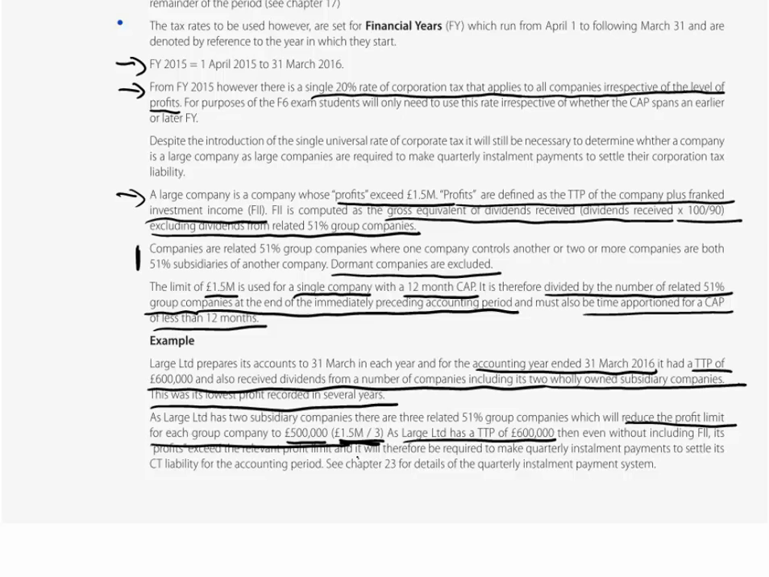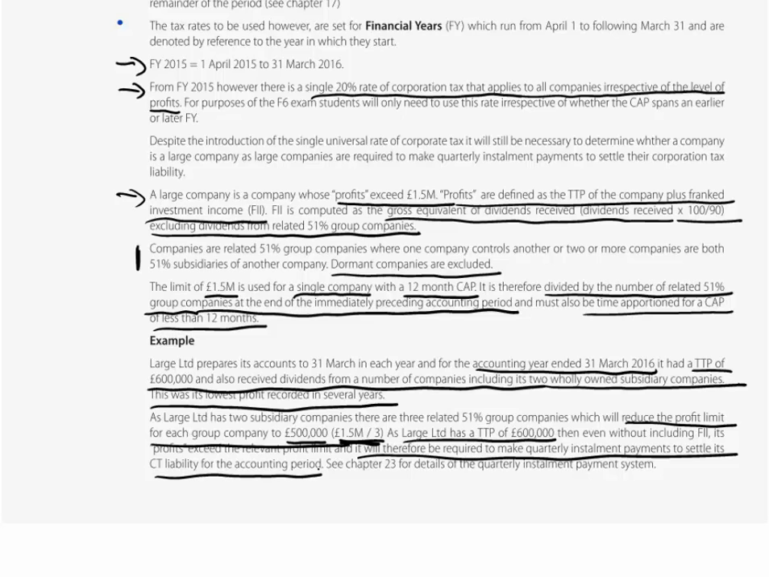Now that means that it will therefore be required to make quarterly instalment payments to settle its CT liability for the accounting period. We know that because, as we're about to see with the detailed rules of quarterly instalment payments, given that this was the lowest profit that it had experienced for some years, the company must have been large in the previous period. And only if the company was large in the previous period and is then large for the current period must we then make quarterly instalment payments in relation to that current period.